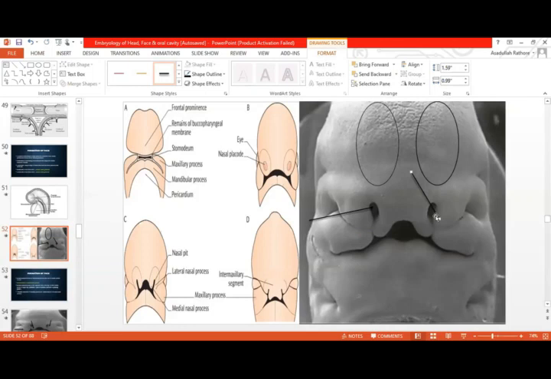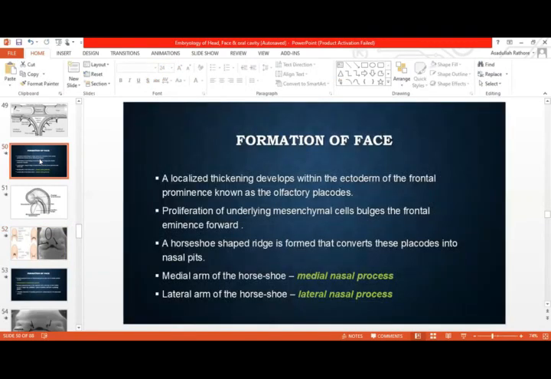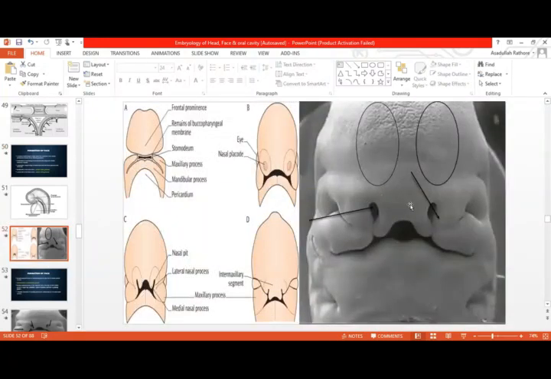These are the two horseshoe shaped structures that are formed by the proliferation of the mesenchymal cells in the frontal eminence. The horseshoe shaped ridge like structures convert the placode into the nasal cavities. Once these structures are formed, they give rise to these openings that are known as the nasal pits.